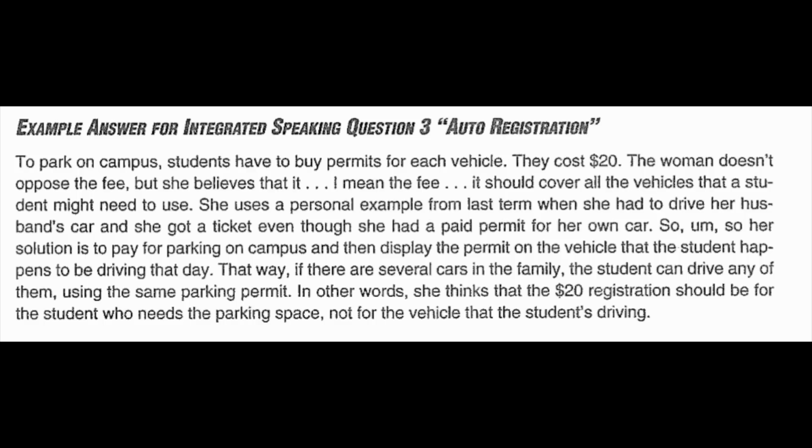She uses a personal example from last term when she had to drive her husband's car and she got a ticket even though she had a paid permit for her own car. So her solution is to pay for parking on campus and then display the permit on the vehicle that the student happens to be driving that day. That way, if there are several cars in the family, the student can drive any of them using the same parking permit. In other words, she thinks that the $20 registration should be for the student who needs the parking space, not for the vehicle that the student's driving.